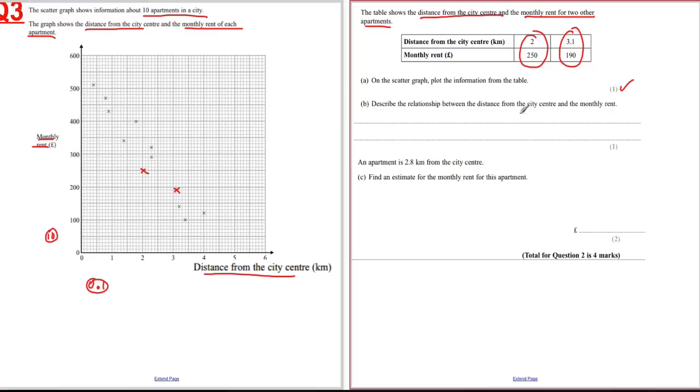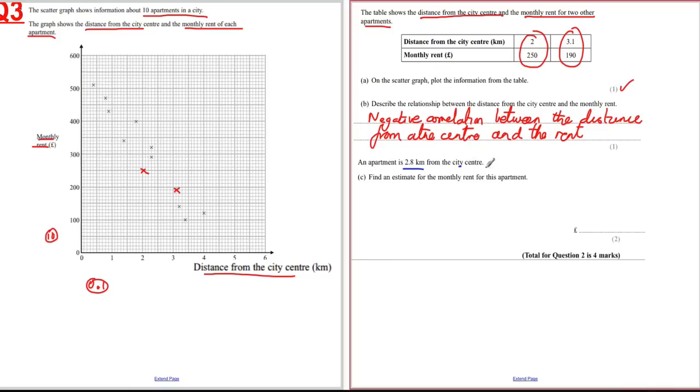Describe the relationship between the distance from the city centre and the monthly rent. Well, you can say there's a negative correlation between the distance from city centre and the rent. Okay? And lastly, an apartment is 2.8 kilometres from the city. Find an estimate, remember that word, tells us to draw a line of best fit and read off it for the rent. So firstly, draw our line of best fit.